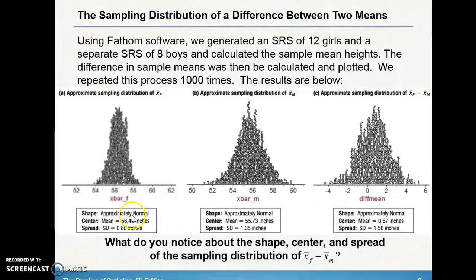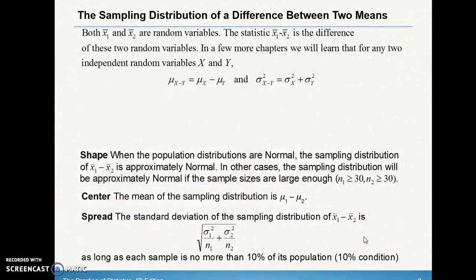Take a look at the shape. Normal, normal, normal. Oh, they're all approximately normal. Now, the standard deviation is a little bit tricky because remember, you can't just add standard deviations. Remember way back in that unit that we had a long time ago, whenever we were talking about standard deviations, you always add the variances. So let's see if we can do that to get the standard deviation right here.